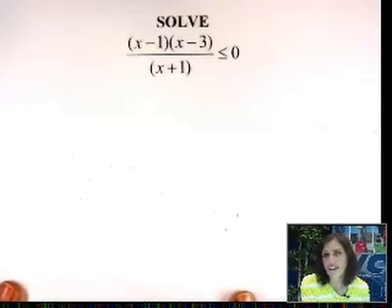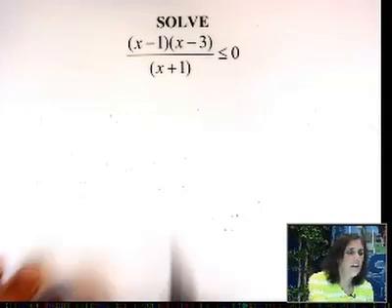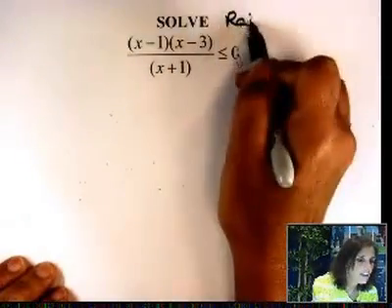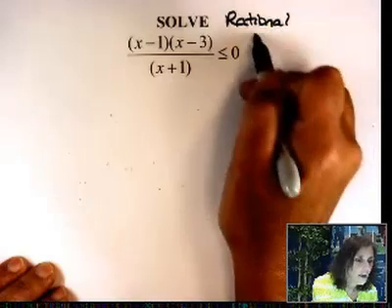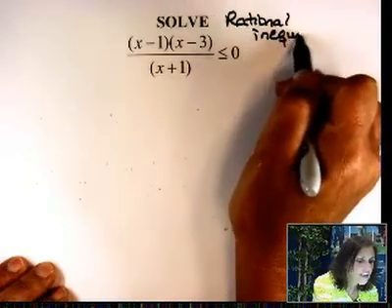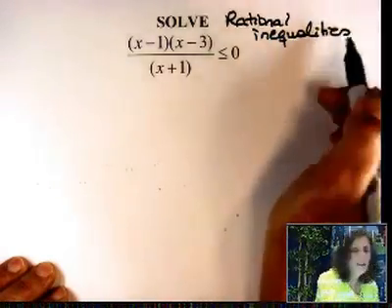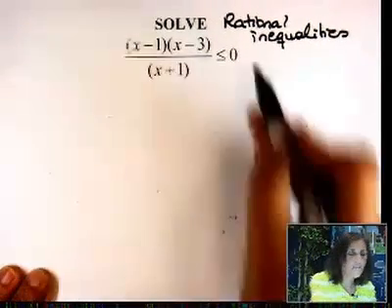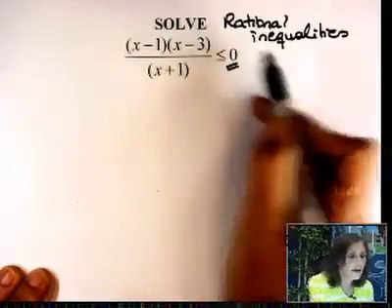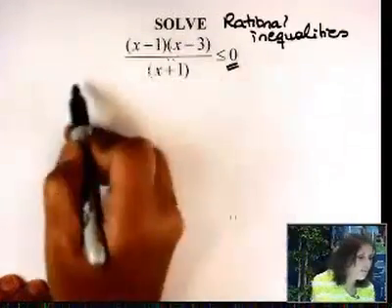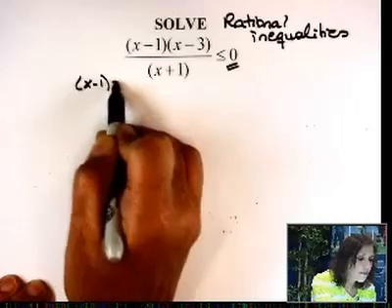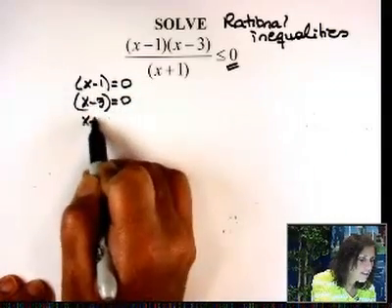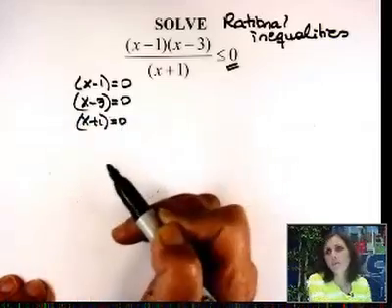So this is not a quadratic inequality, but it's a nonlinear inequality, but it is in factor form. It's actually a rational inequality. Since it's related to quadratics somehow and inequalities, I'm covering it here one more time. So the procedure is the same. Make sure you have 0 on one side, and you set each factor to 0. So let's do that. X minus 1 is 0. X minus 3 is 0. X plus 1 is 0. That will give you your critical points.